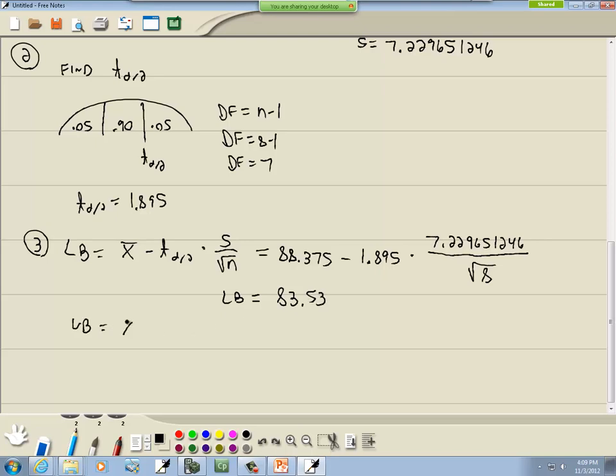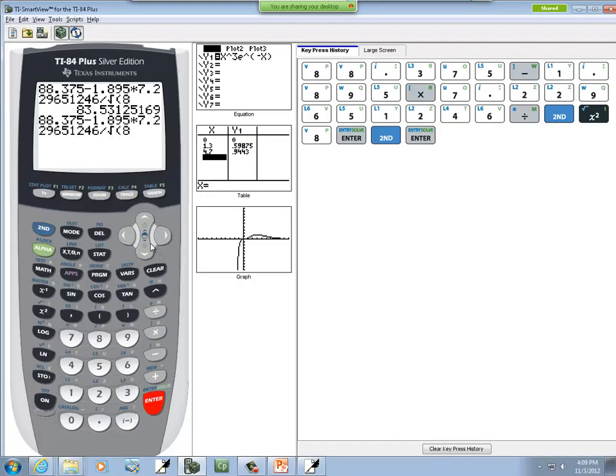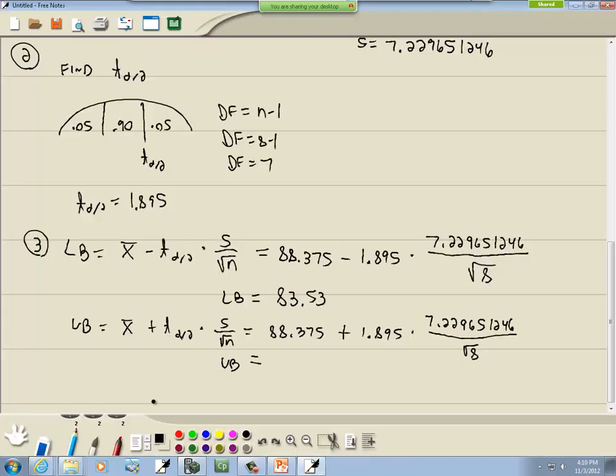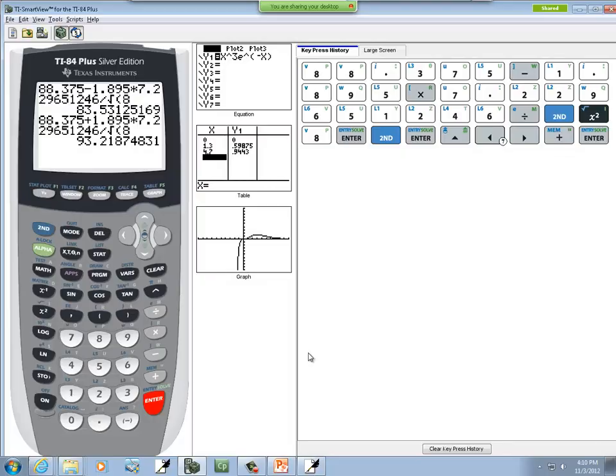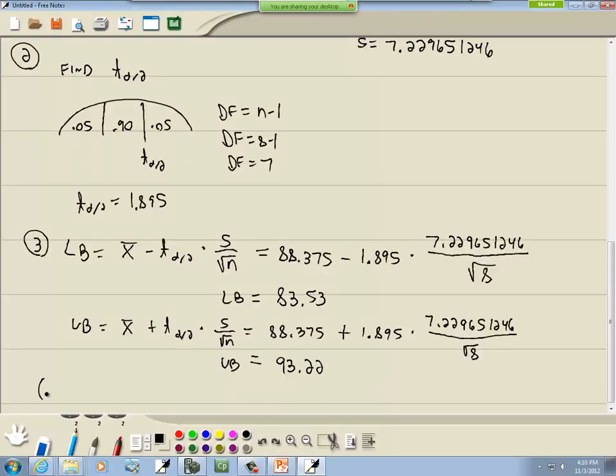For our upper bound, that's X bar plus our critical value times S divided by the square root of N. So we got 88.375 plus 1.895 times 7.229651246 divided by the square root of 8. Only thing that changes is that sign right there. So I'll do second enter to bring up the previous entry, and change that minus to a plus. And we got 93.22. So our answer is 83.53, comma 93.22.